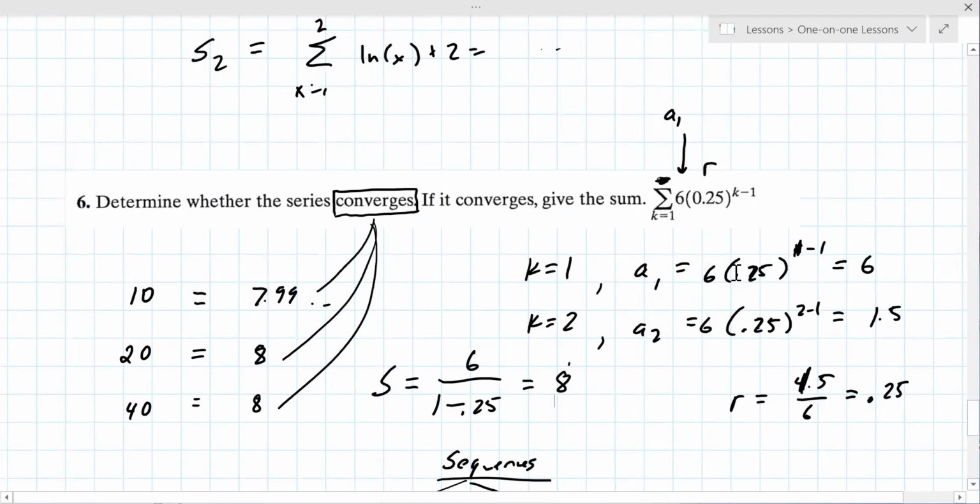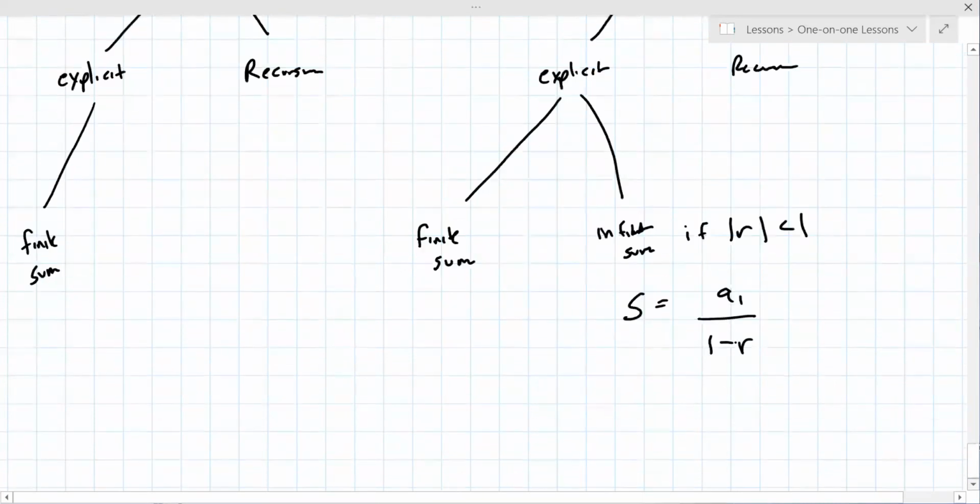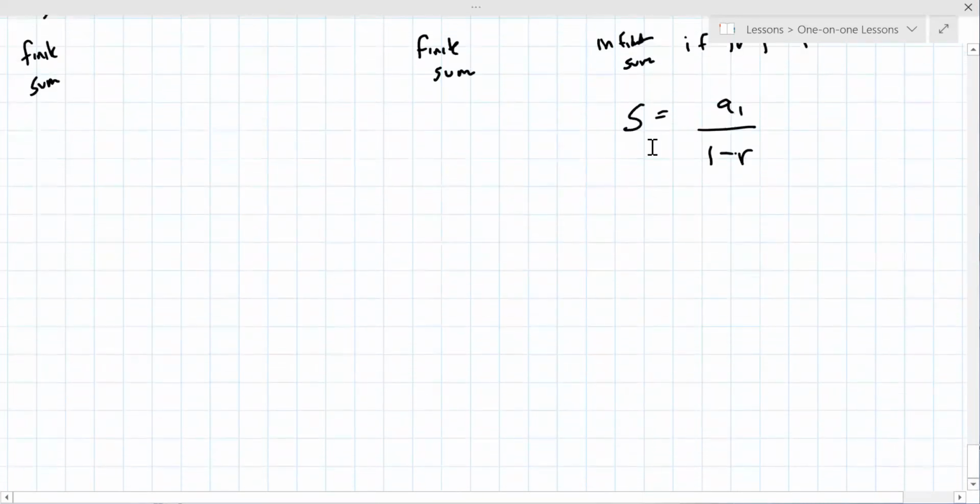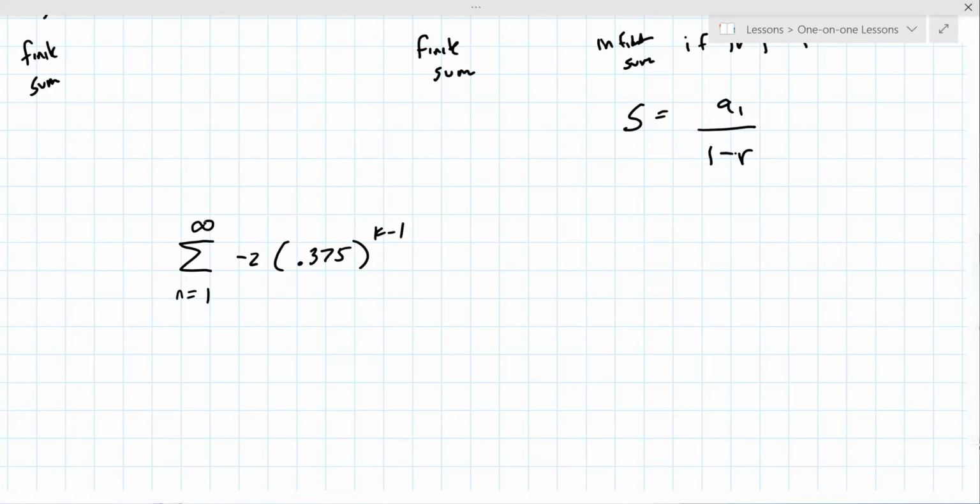So let's just see if you got that. You want to have this formula down. Let's say I want you to find the sum from k equals 1 to infinity of negative 2 times 0.375 to the k minus 1 power. Negative 3.2. So it should be negative 2 over 1 minus r, which is 0.375. Is that what you did? That is what I did. Okay, and you get some number here.